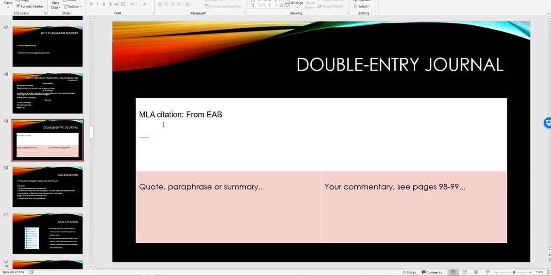All right, citation, quote, paraphrase, or summary on the left-hand side. Your commentary, what does it mean to you? What's the relevancy? How does it move your thinking forward? All right. So the double entry journal is the targeted assessment for chapter 3, and then we move into the research essay drafting phase.